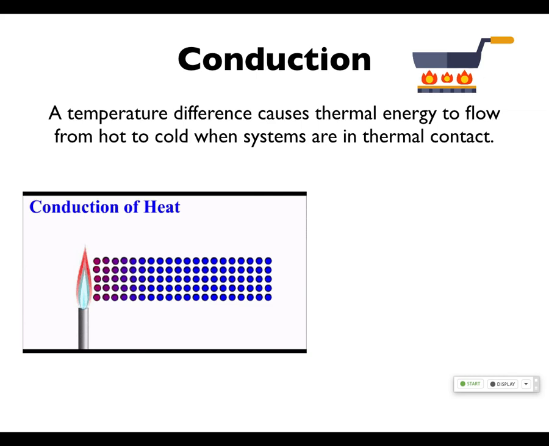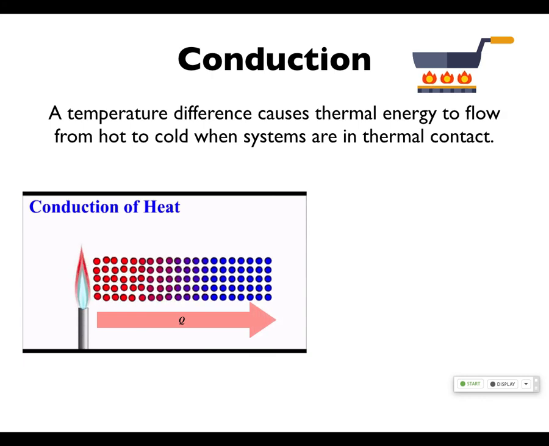Okay, so conduction, all right? Temperature difference causes thermal energy to flow from hot to cold. This is when you're dealing pretty much with solids, okay? So like a metal pan, for instance. And here's a beautiful animation. Here is your source of heat, and here are some molecules of a solid. Yes? Okay. And the heat does this.